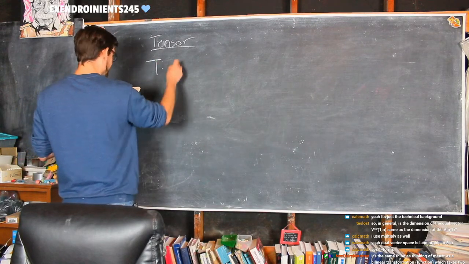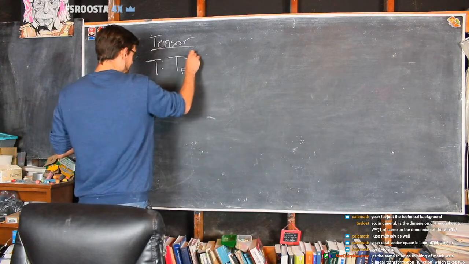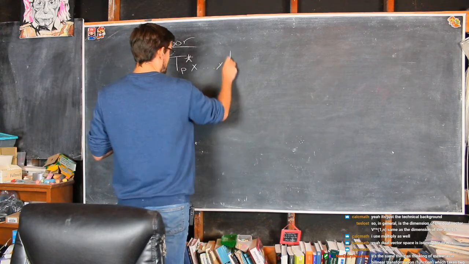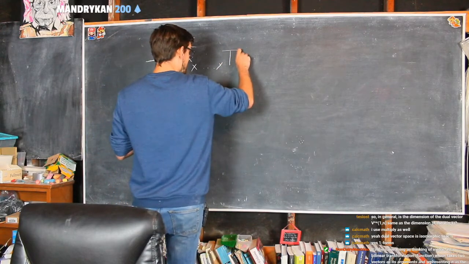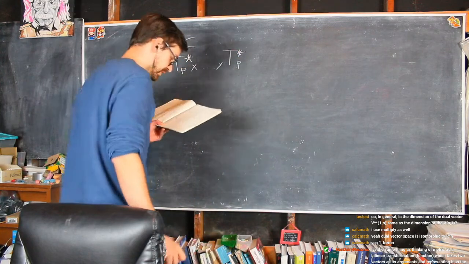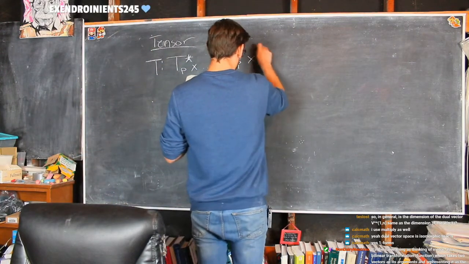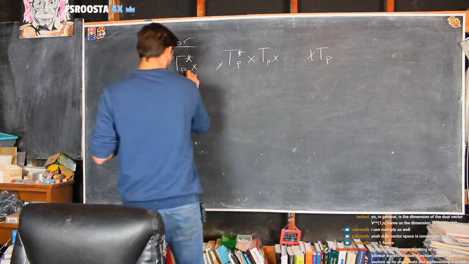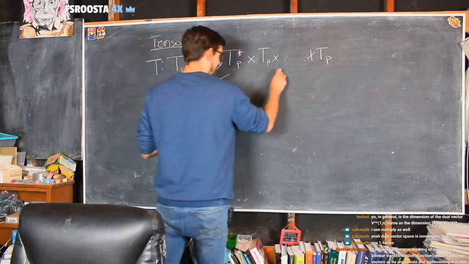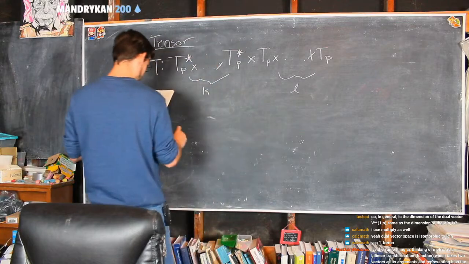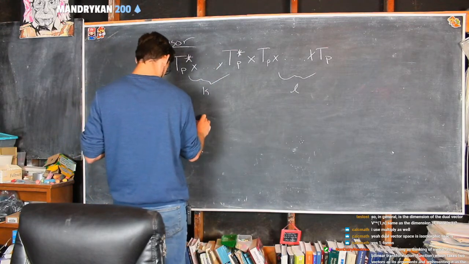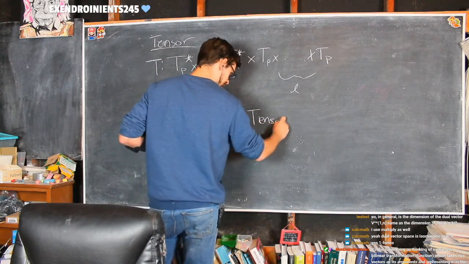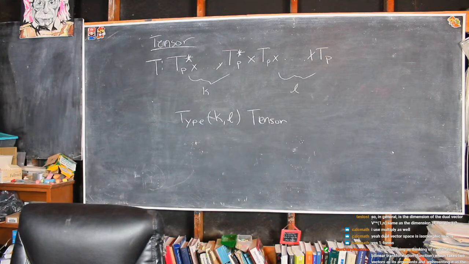Again, a mapping is like a function, right? You take a bunch of these multiplied together: tangent spaces multiplied together, or cotangent spaces multiplied by tangent spaces. This is a very, very general form of it. If there are k of these and l of these, then you say this is a type (k, l) tensor. I guess this is also known as the rank of the tensor.